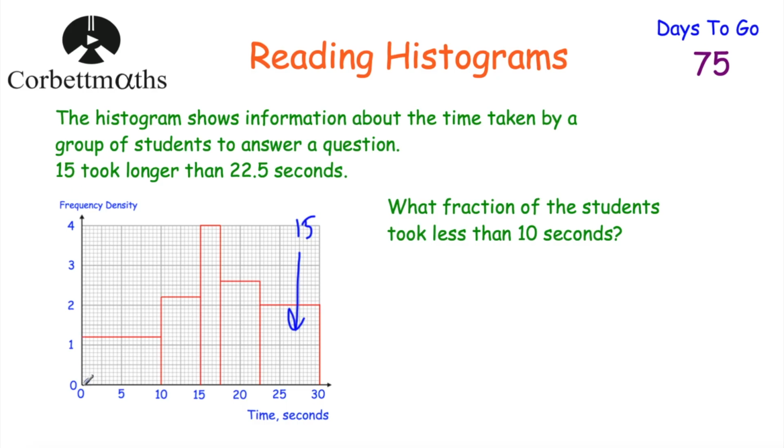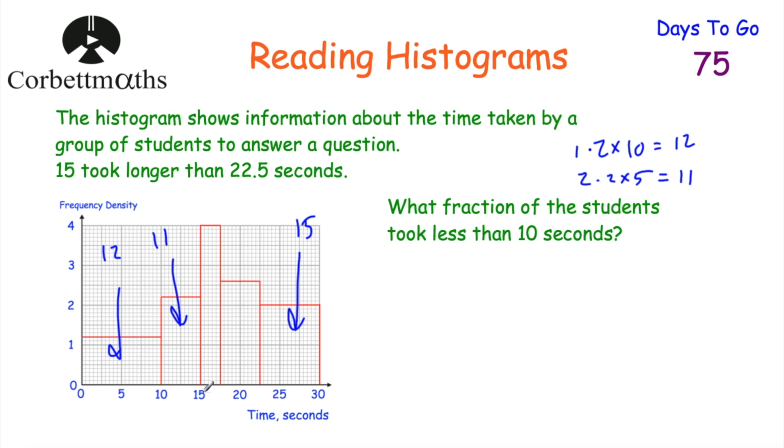So let's look at this bar. It's got a class width of 10. Its frequency density is 1.2. 1.2 multiplied by 10 is equal to 12. So the frequency for this bar is 12. Now let's have a look at this bar here. Its class width is 5. Its frequency density is 2.2. 2.2 times 5 is equal to 11. So its frequency is equal to 11.